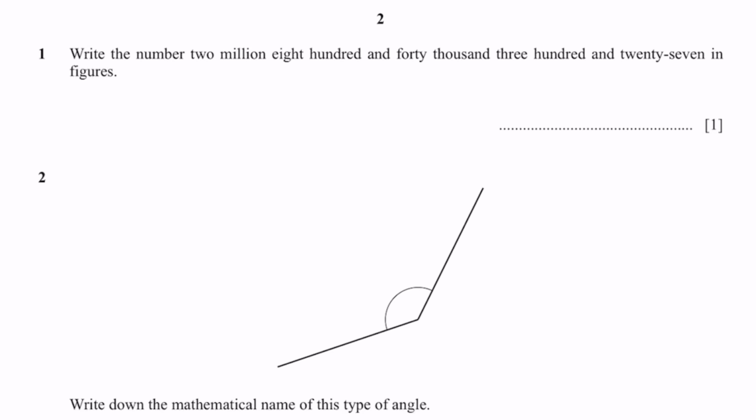2,840,327 in figures. So we have 2 million over there. We can write 2. 840,000. We can write 840. And then 327. So we can write 327. That's the answer.